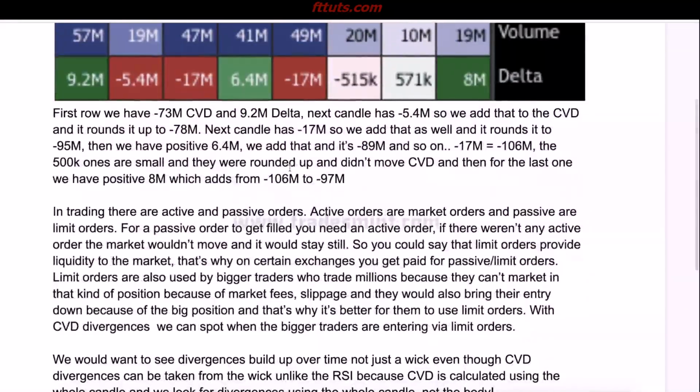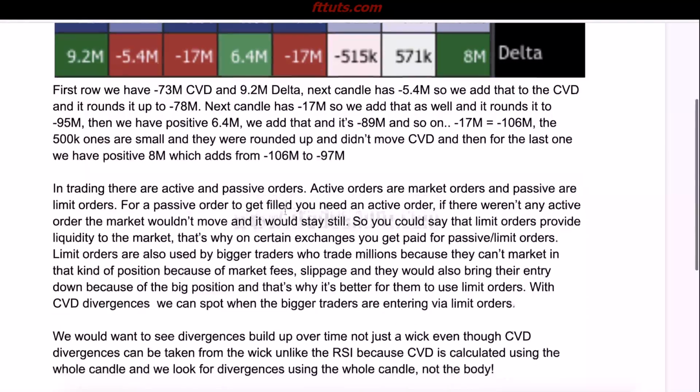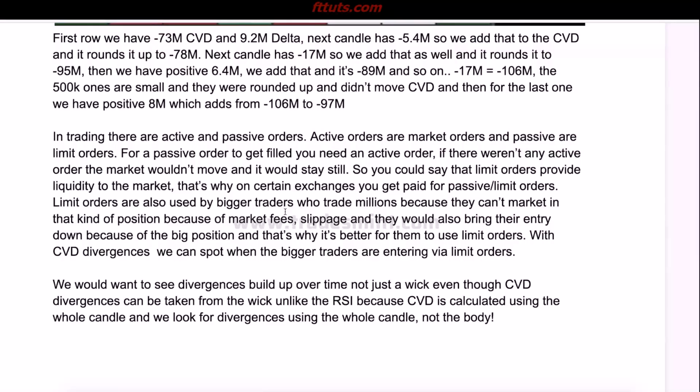So in trading, there are two types of trades. You have your market orders and you have your limit orders. These are known as active and passive orders. Market orders are active orders because you are marketing in and that order is immediately getting filled, whereas a limit order is more of a passive order because you have to set that limit and you have to wait for it to get filled. Now, the only way a limit order can get filled is if somebody else places a market order in the opposite direction, okay?